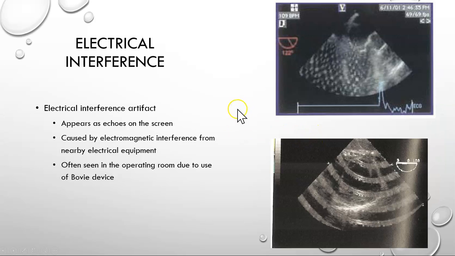Electrical interference can occur when you see this noise on the machine. There's nothing you can really do about it. It's caused by interference from nearby electrical equipment. It's often seen in the operating room due to the use of bovies to coagulate bleeding during surgery.